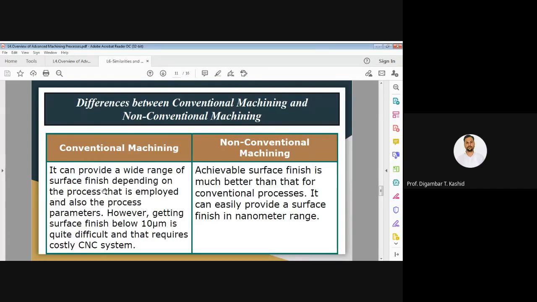But in the case of non-conventional machining, it is very easy. Whatever surface finish we achieve with non-conventional processes is much better than that of our conventional processes. It can easily provide surface finish in the nanometer range also, and to get that nanometer range surface finish, we normally use processes like EDM or ECM.